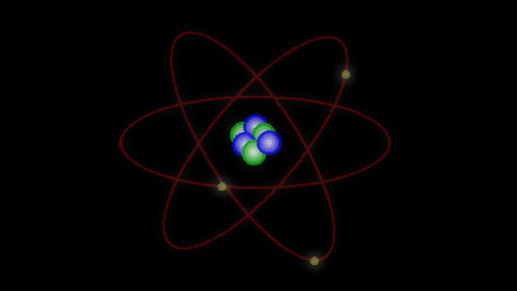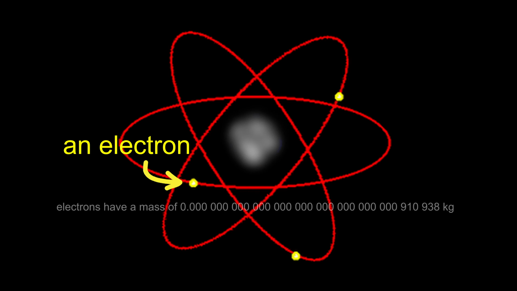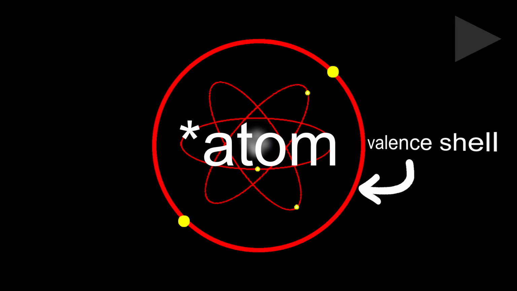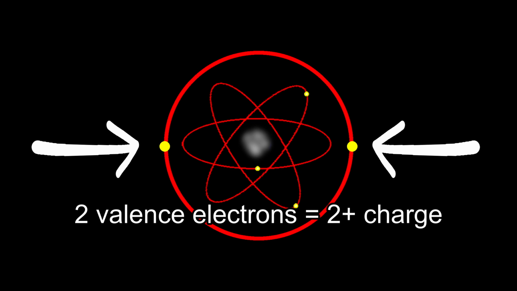its properties. Within the electron shell are the electrons, which have close to no mass and buzz around the nucleus. The outermost shell of the electrons is called the valence shell, which determines the charge of the atom depending on how many valence electrons reside in it.